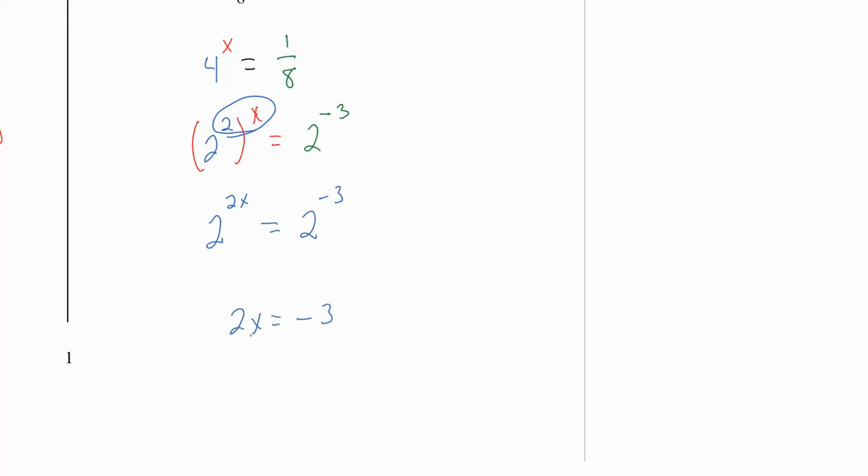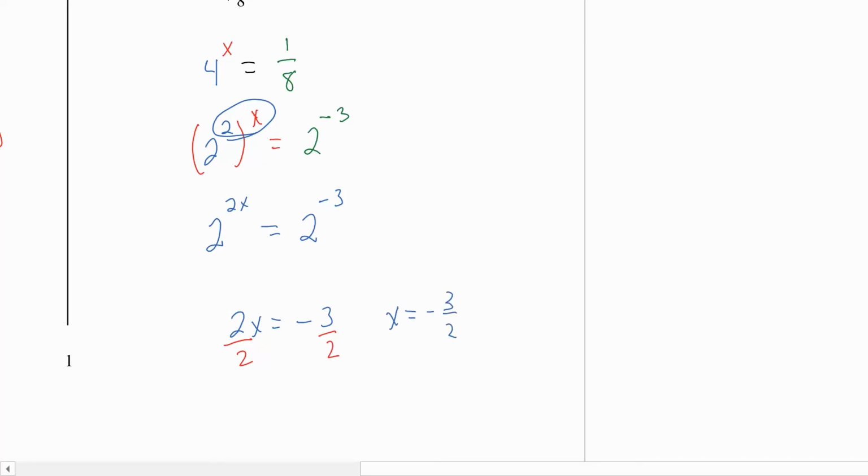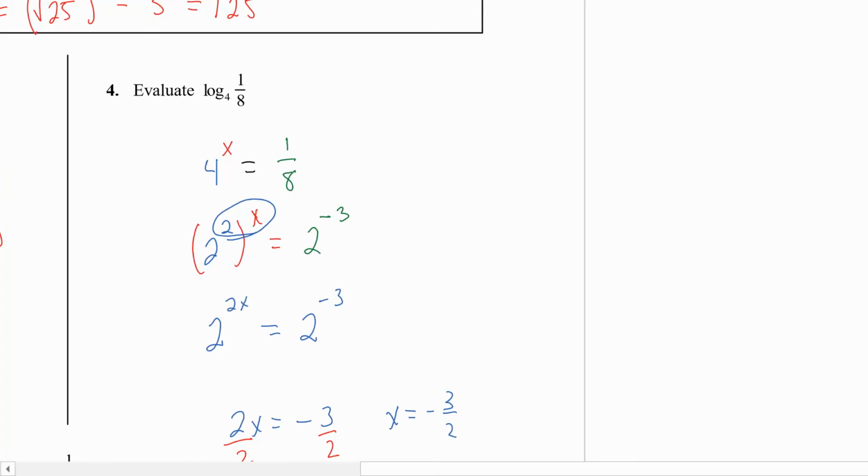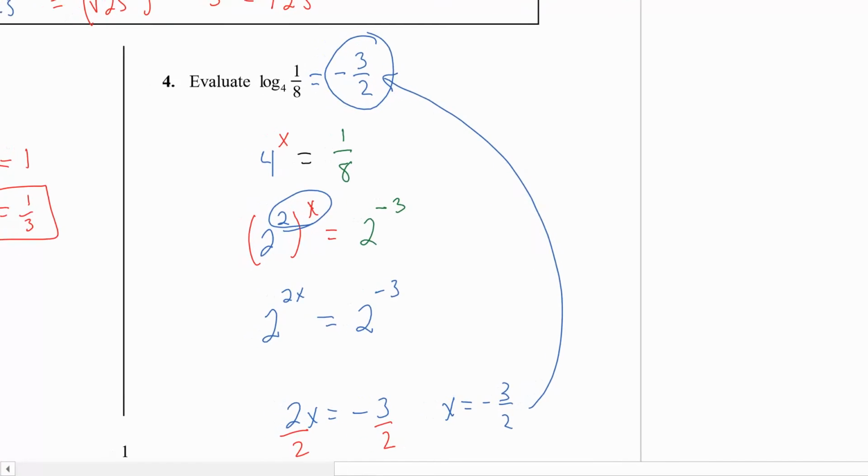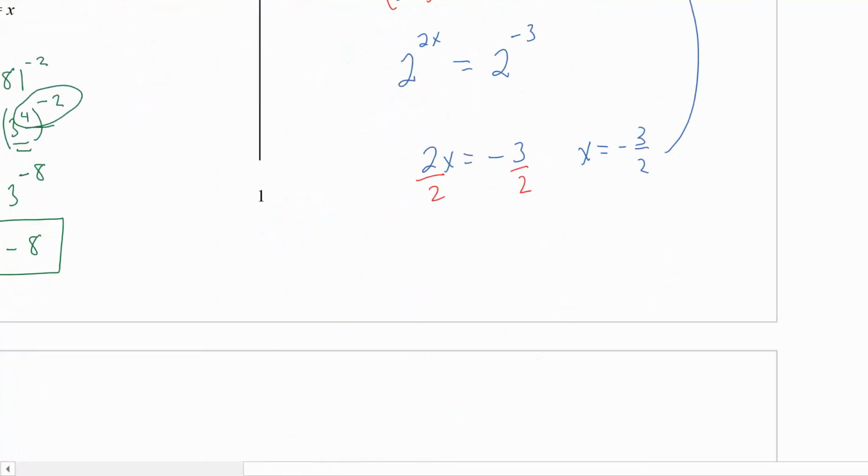So on this problem, we solve for x by dividing by 2. And so there we have x equals -3/2. Now technically that is not our answer. There's no x in the original problem up here. So we're just going to say this equals -3/2. And that would be our final answer on that one. All right, so those are some simple log expressions that we solved.